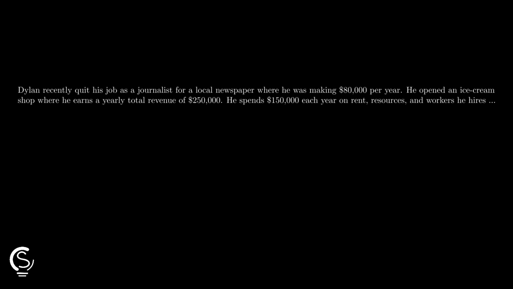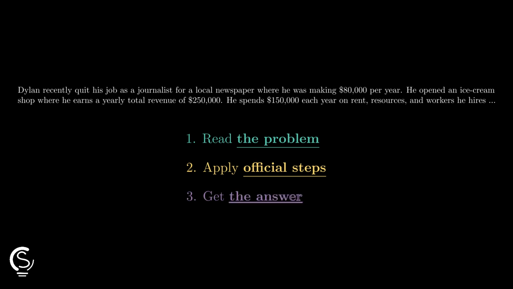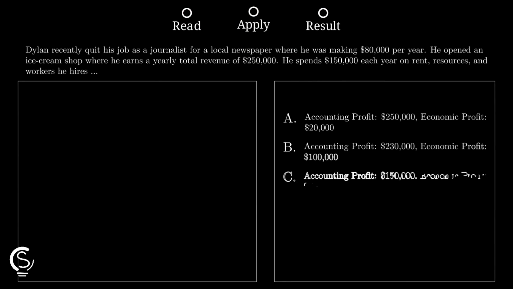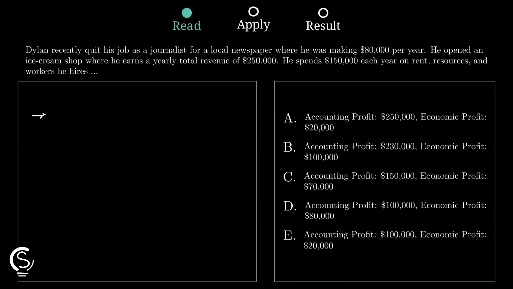Let's go! Dylan's ice cream shop profit might seem tricky, but we can solve this quickly by separating accounting and economic costs. Let's find the right answer now. First, we calculate accounting profit by taking the total revenue of $250,000 and subtracting the explicit costs of $150,000 for rent and workers.